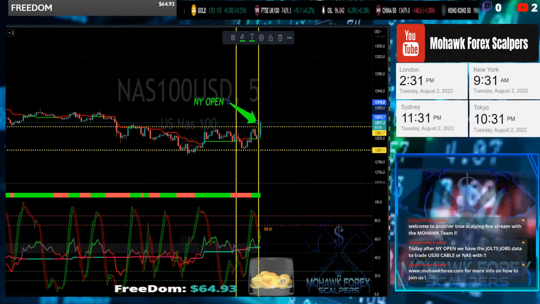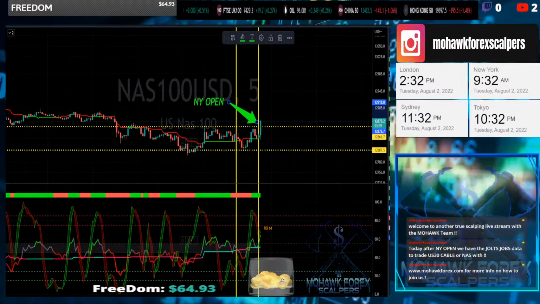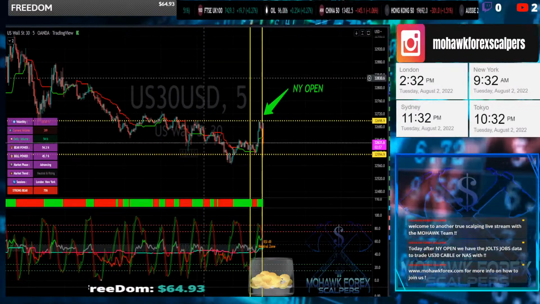Now where we're seeing big gains, of course, Uber up 10.9%. A very solid beat there. US 30 went the opposite way.